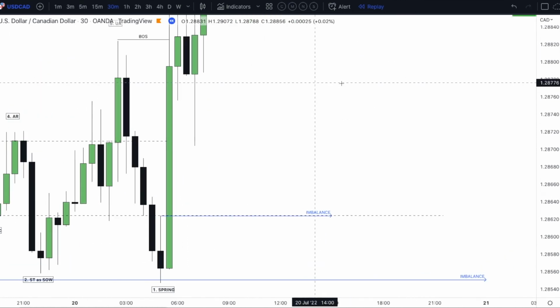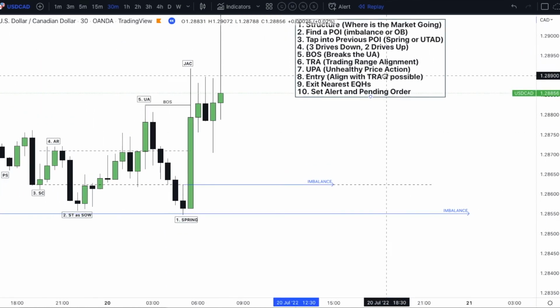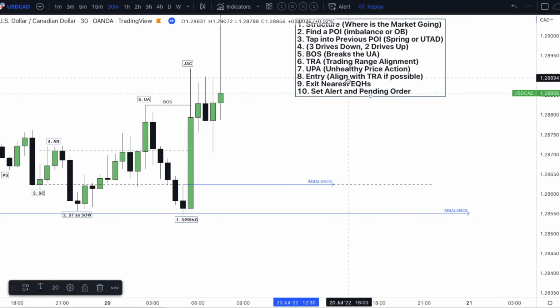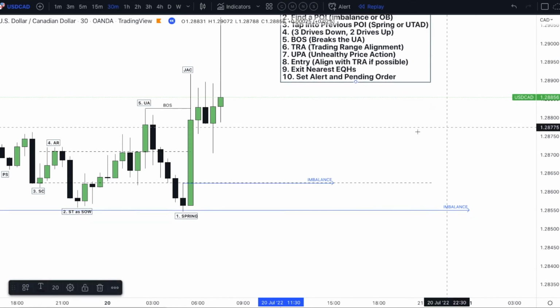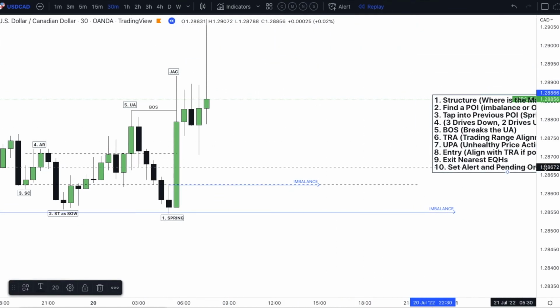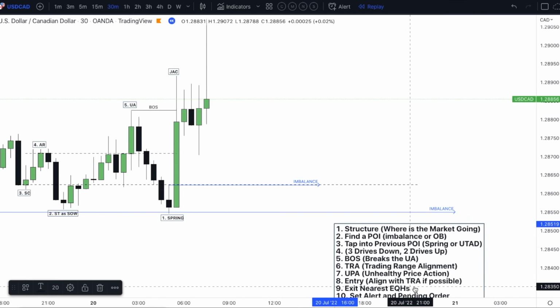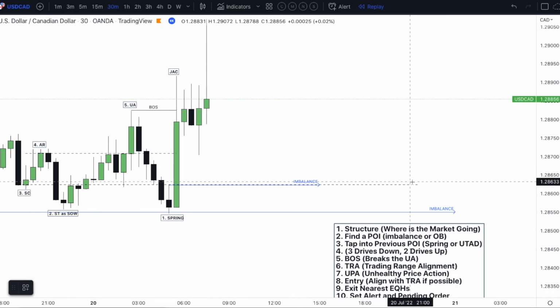for our entries. Okay. So now it says our entry, we need to align it with our TRA, with our trading range, if possible. So now what we want to do, we want to take our long tool and we want to align it here.